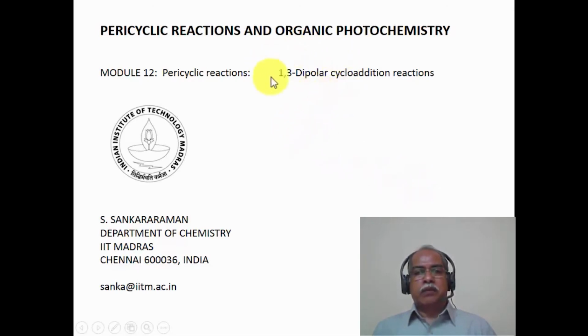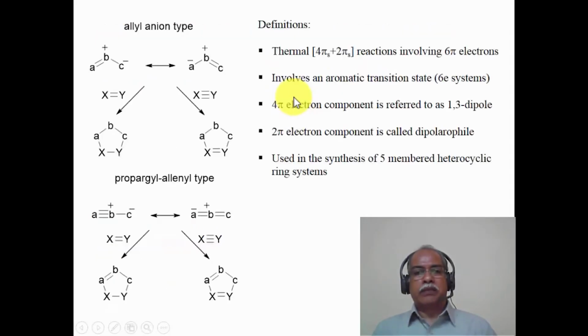As the name suggests, the 1,3-dipolar systems are essentially polar systems with the charged zwitterionic system in the atom number 1 and 3, for example, and they do undergo cycloaddition reaction to produce 5-membered rings. Now the generic examples of 1,3-dipole come in two forms. It could be either in the form of allyl anion type, as you can see here with the bent structure, or propargyl allenyl type with the linear structure like this.